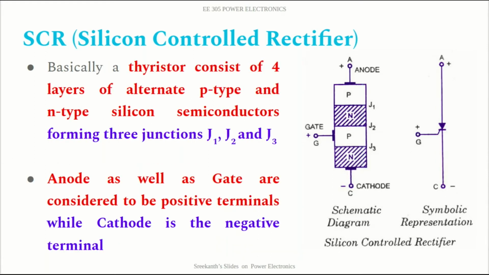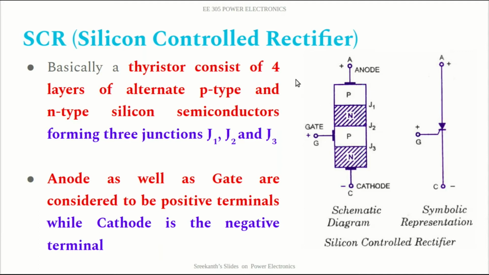Basically a thyristor. We have to remember that thyristor is actually the name of the family which includes SCR, but SCR is so famous that the name thyristor has become synonymous with SCR. So when we say thyristor here, we mean SCR, although originally thyristor stands for a family of devices which include SCR, diac, triac, etc. Now let's get back to this.